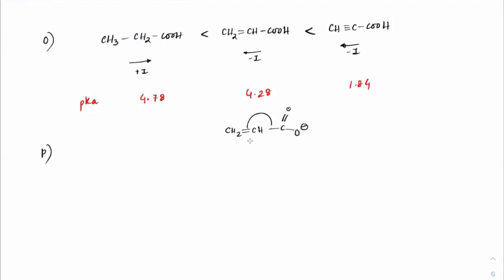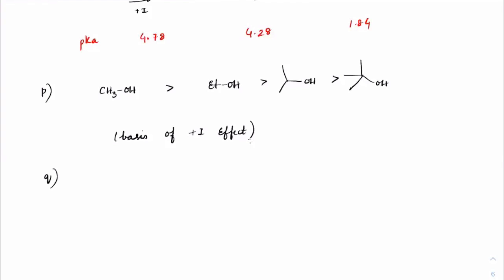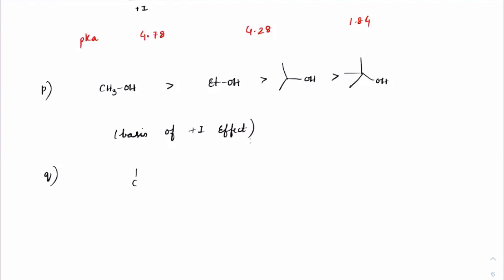So if you try to support any resonance, that will destabilize it. So let us compare the next one. If we have CH3OH, that is methanol, compare with ethanol, compare with isopropanol and tert-butanol. Got it? Here also, if you see the acidic strength, methanol would be more, right? It will decrease again here on the basis of plus I effect.